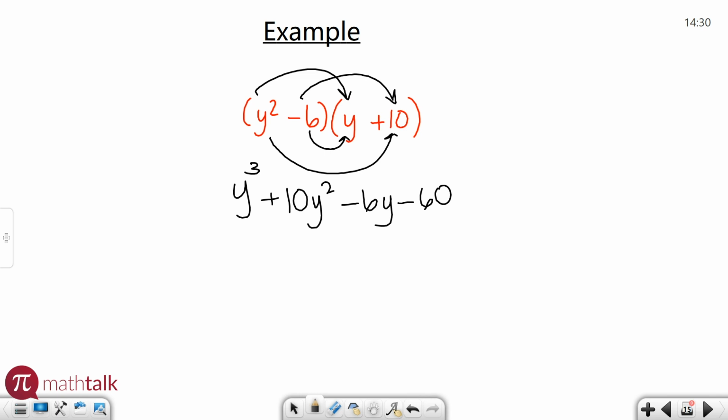And again, you want to look, are there any like terms? There are a lot of terms with a y in them, but remember, to be a like term, you have to have the same variable and exponent. So we have 3, 2, and 1 as our exponents, which means none of these are alike. So this is my final answer.